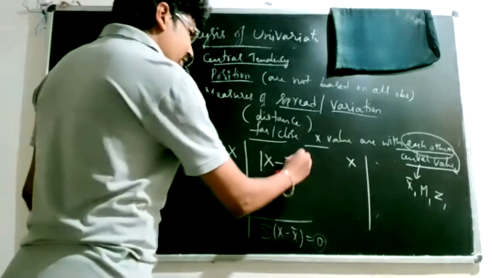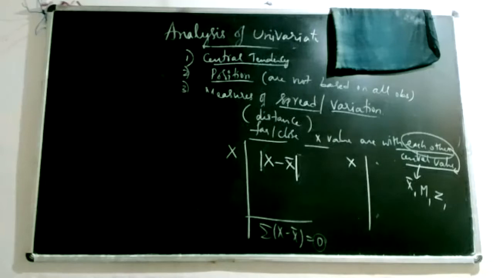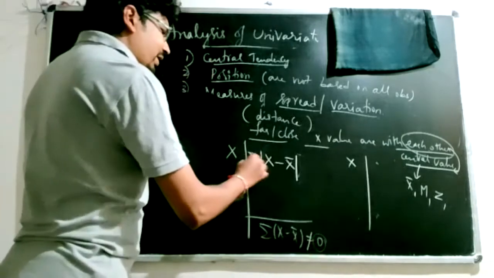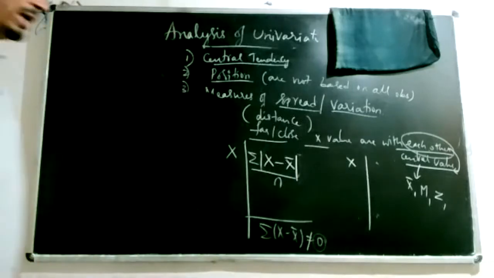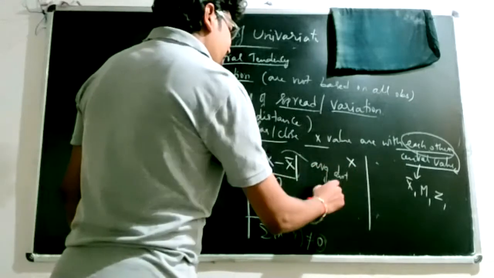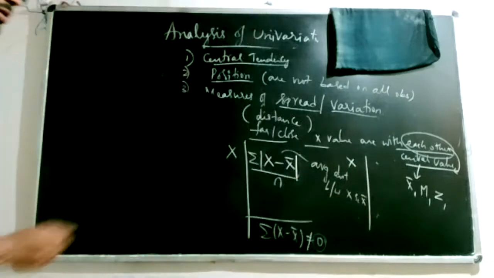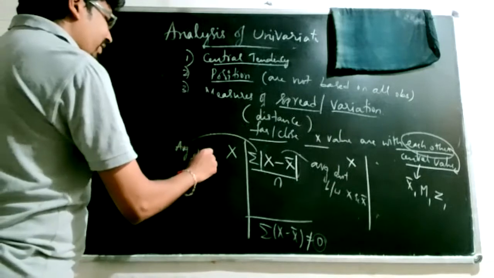So what we do is we take the positive quantities of this distance, and then we observe that the total is not zero. And for that, I could obtain the total and divide it by n, and we call this the average distance between x and x bar. So this is called an average deviation or mean deviation.